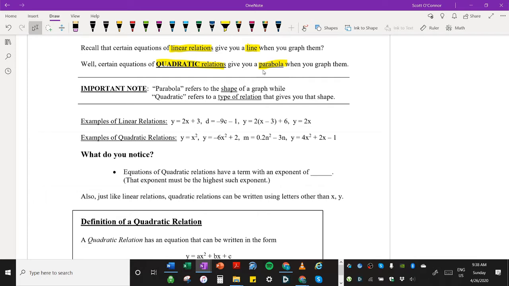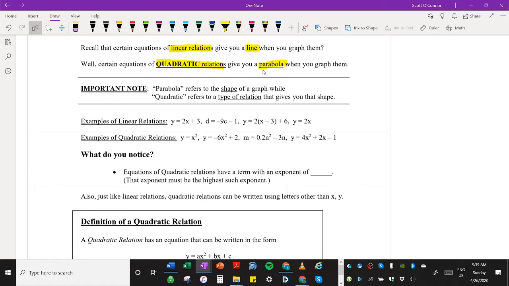All right. Now you can recall from last year as well. Linear relations often look like y equals 2x plus 3, right? Where 2 is the slope and 3 is the y-intercept. We also did some of that this year, so you shouldn't have to reach all the way back to last year to remember it. Other examples: d equals negative 9c minus 1, y equals 2 bracket x minus 3 plus 6, y equals 2x. All of those are linear relations. And examples of quadratic: y equals x squared, y equals negative x squared plus 2, m equals 0.2n squared minus 3n, y equals 4x squared plus 2x minus 1. All of those are quadratic.